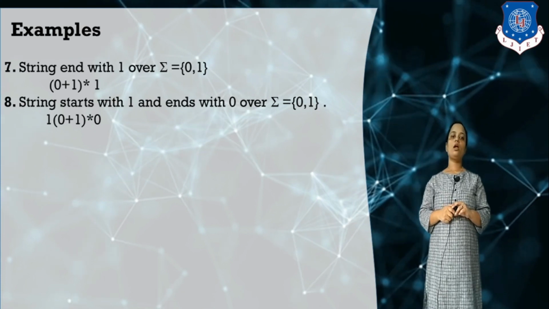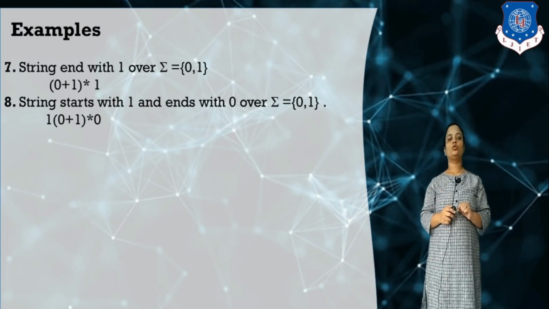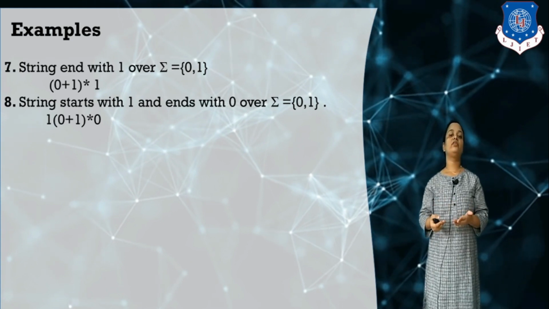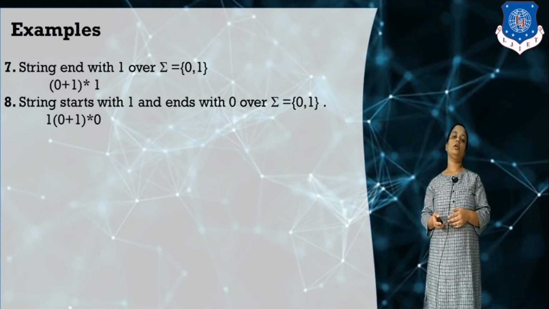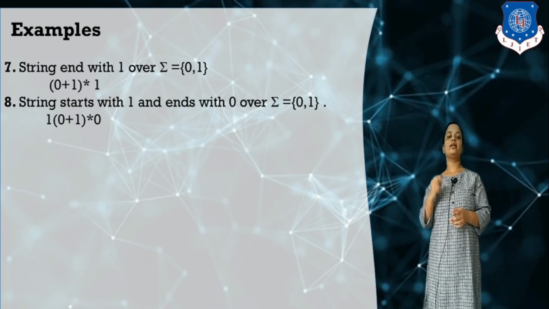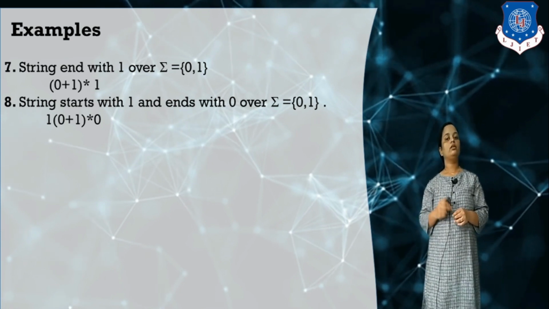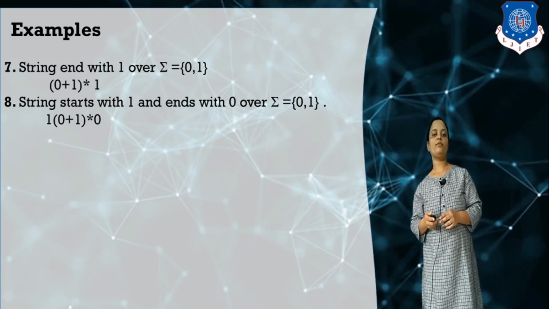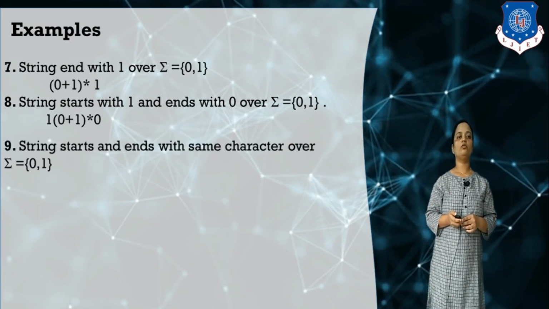Likewise, for 1 0, in place of star I can put nothing, so what kind of string is generated? 1 0. Okay, and 1 1 0: in place of star put the 1, so this term is repeated one time, so 1 1 0 like this. Okay, I hope it is clear to you. Now move on to the next.